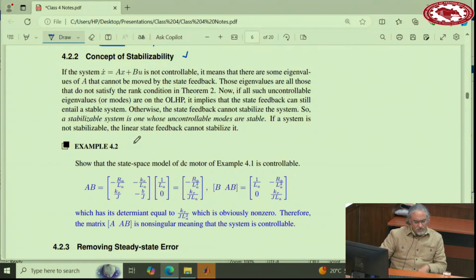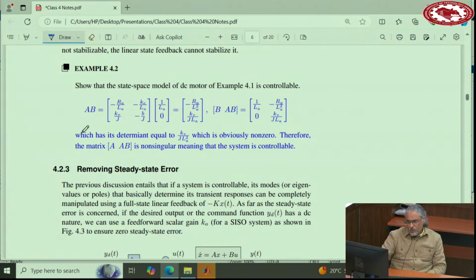Okay, really in practical systems you hardly come across a case that is not stabilizable or controllable. So for instance, for the DC machine, if you form B and AB, put them together, you get this matrix. Look at this matrix. The determinant of this matrix is k tau divided by J L_A squared. And this is non-zero. So this matrix is non-singular. It has rank 2. So the DC machine is completely controllable.